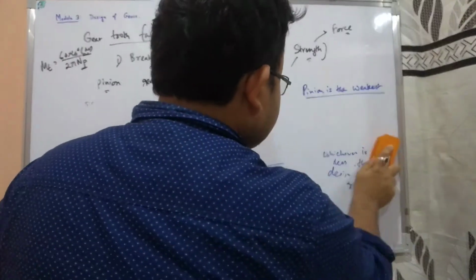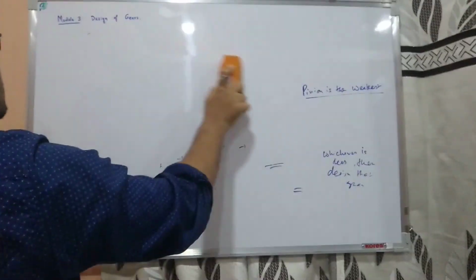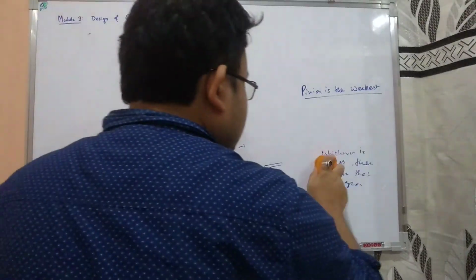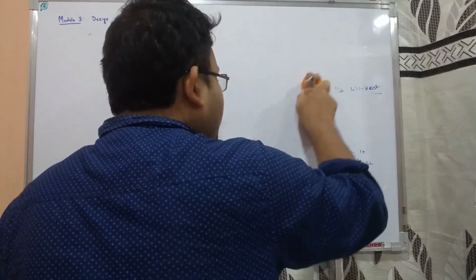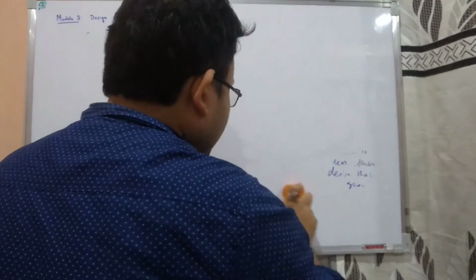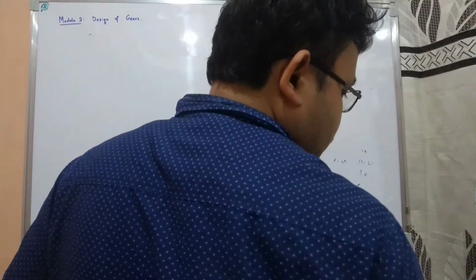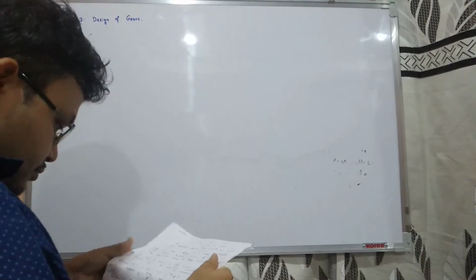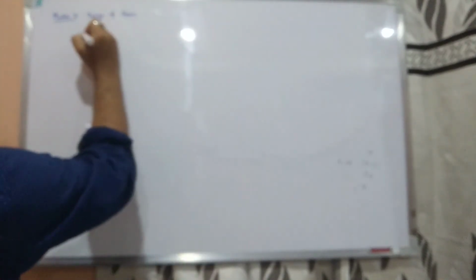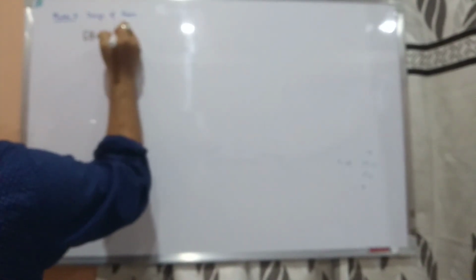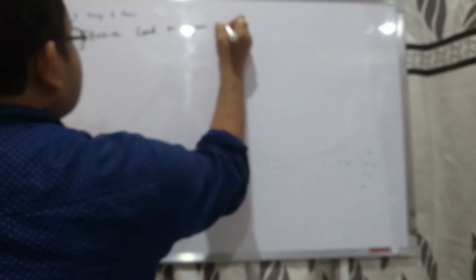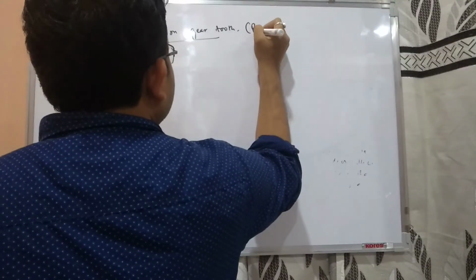So the next thing is, we will next talk about something very important that I told you before. This effective load on the gear tooth, which we write as P effective.